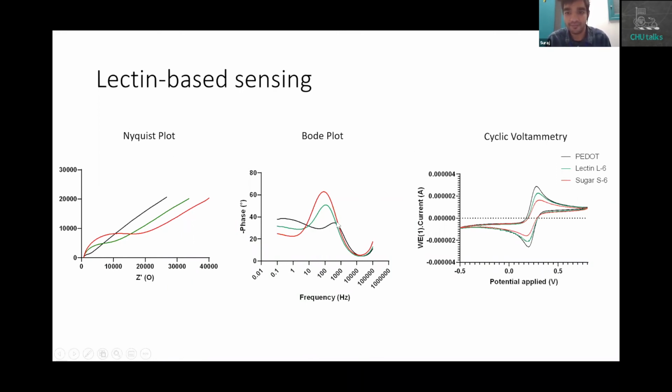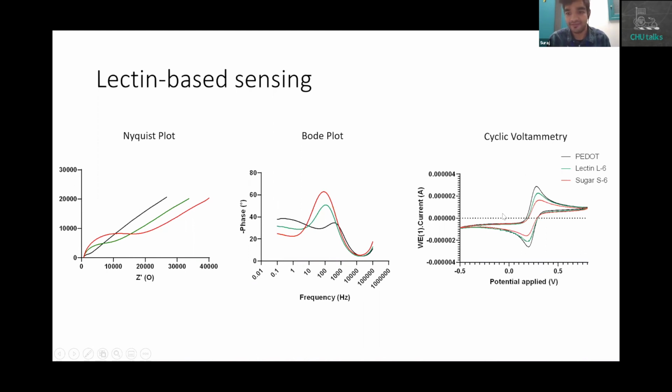Three different plots are classically used to make this sort of analysis. So it's the Nyquist plot, and the Bode plot, which is also used in conjunction, where you query high frequency ranges and low frequency ranges to try and estimate what is actually happening on your electrode surface. In this case, you can see that the plain PEDOT gives you a tiny peak in the high frequency range. Then there's a shift that occurs when you add your lectin, and that eventually goes even higher when you add your sugar.